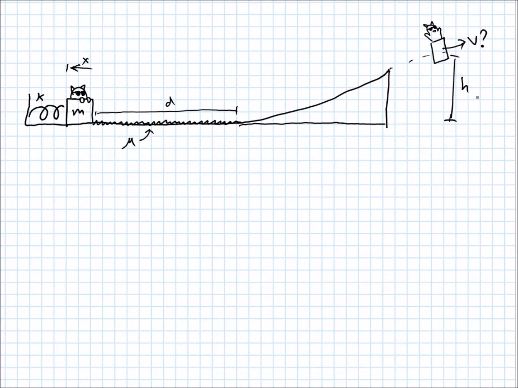So we're going to say we know h, we know d, we know mu, we know x, we know k, and we know the mass. So pretend I gave you numbers. And we want to find what the velocity v is going to be at this height, given all of this information. All right, so this looks like quite a problem.